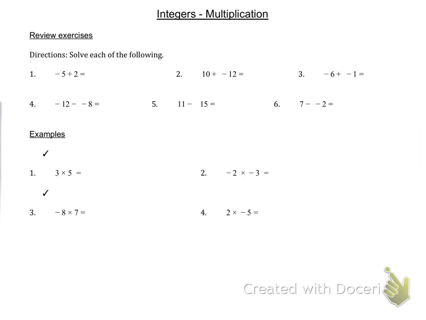Okay, number 1. -5 plus 2, we have a negative and a positive. So I'm going to subtract the two numbers, 5 minus 2, which is 3. Take the sign of the bigger number, which is 5, which is negative.